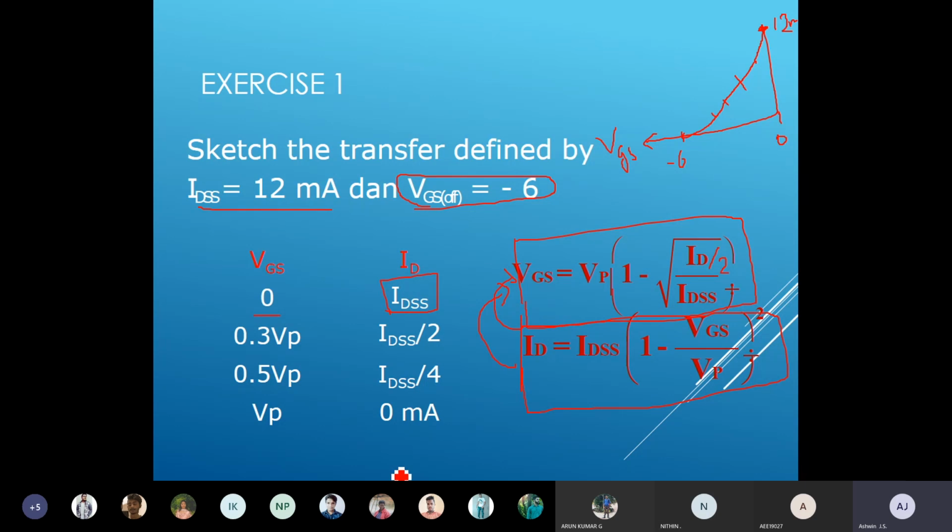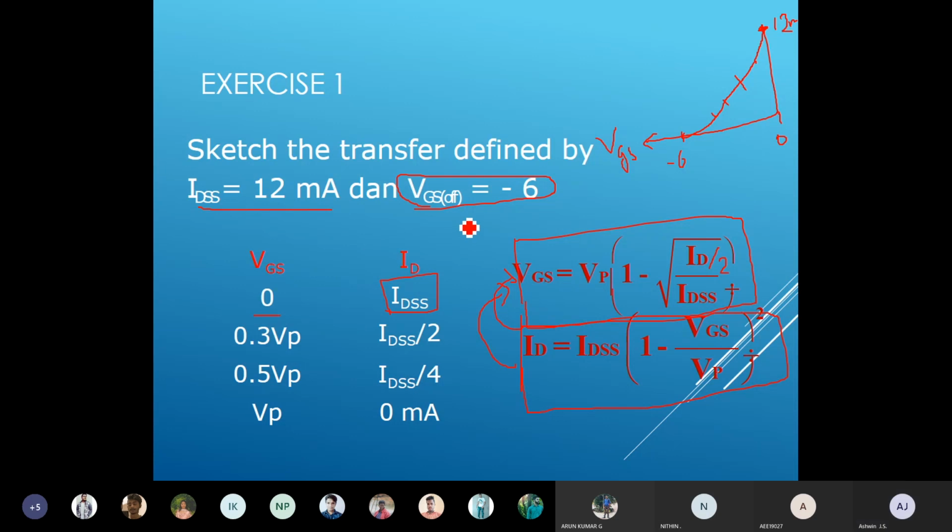You don't have a calculator? All of you? Anyone? No, sir. We are in the hostel. Hostel, oh my. Huh. Nowadays everyone uses a smartphone. Okay, leave it.